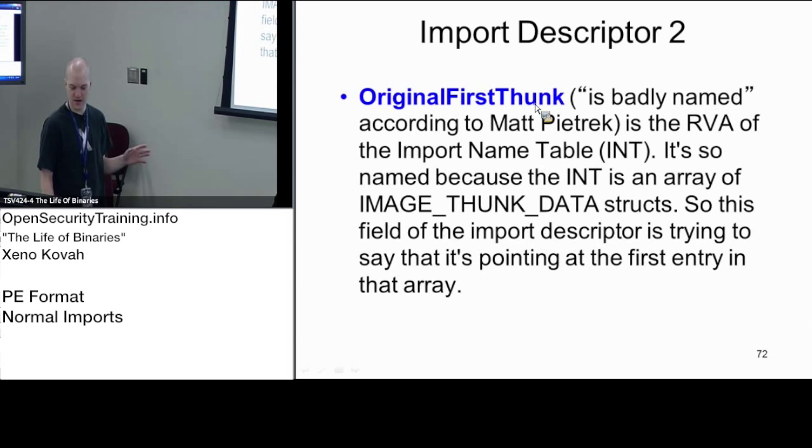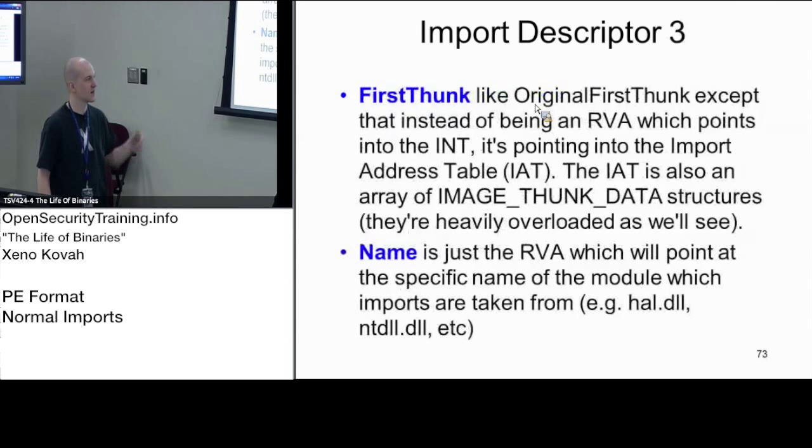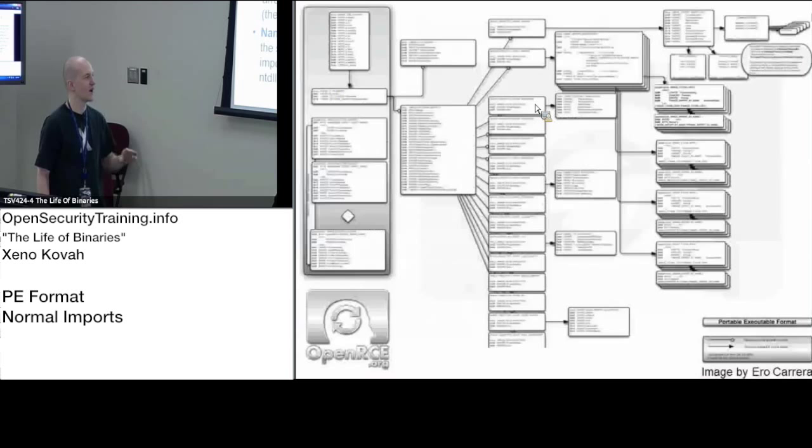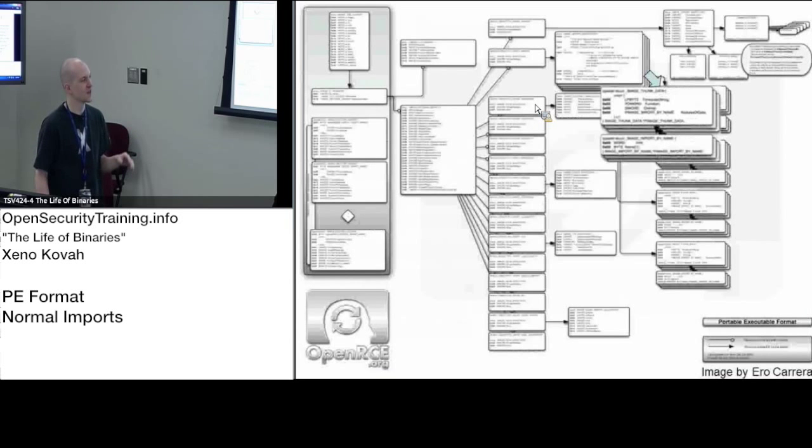Unfortunately, things are not so simple that we just have a pointer to names. This is going to point at some other data structures which are going to actually point at our names. So this is where we get quite indirect. And the first thunk is going to point at a data structure. I'll go there when I show you the picture.